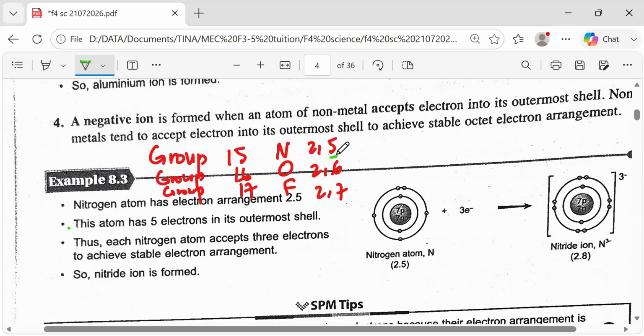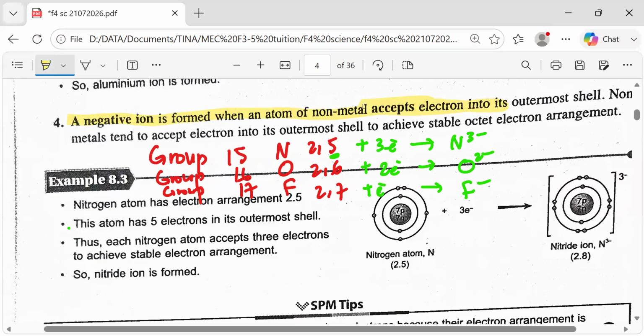2, 5. It wants to become 8. What do they do? Throw away or take how many? Take 3, so it receives 3 electrons. When you receive 3, is it positive or negative? Negative 3. Get it? Oxygen will receive 2, becoming O 2 negative. And fluorine will receive 1, become F 1 negative. So for non-metal, a negative ion is formed when the atom of a non-metal accepts electrons. Metal becomes positive, non-metal becomes negative.